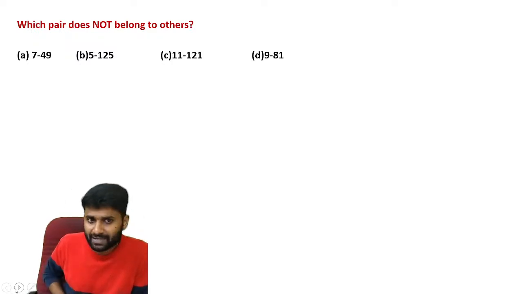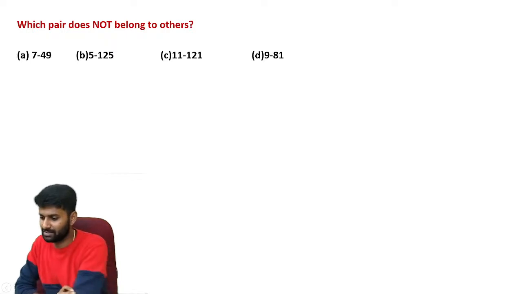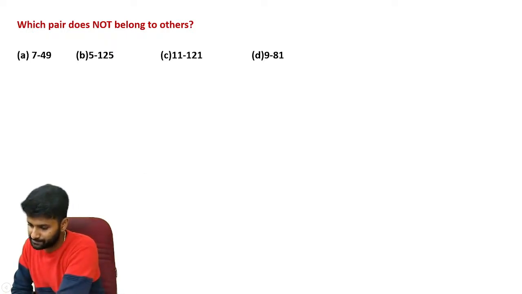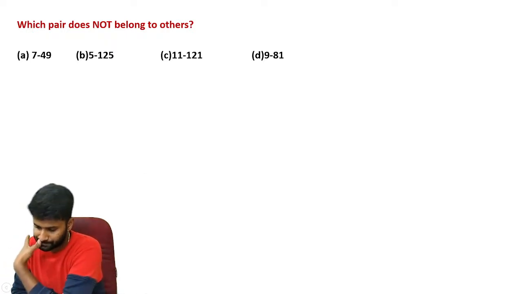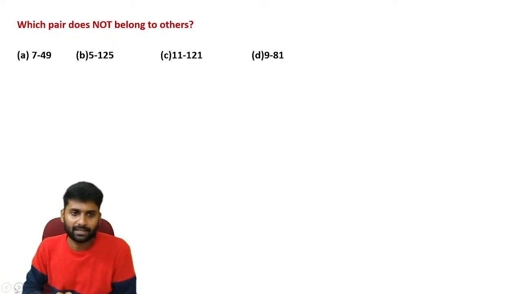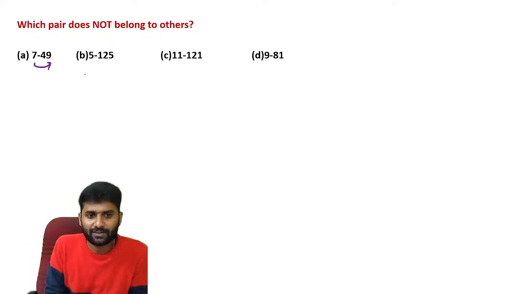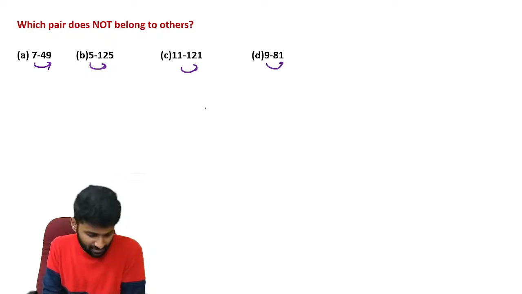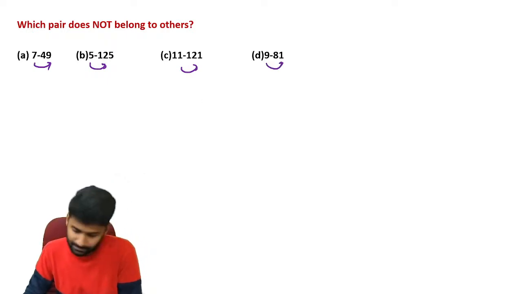Tell me which pair does not belong to the others. Next: 7 is represented 49, 5 is 25, 11 is 121, 9 is 81. So which one does not belong to the pair?